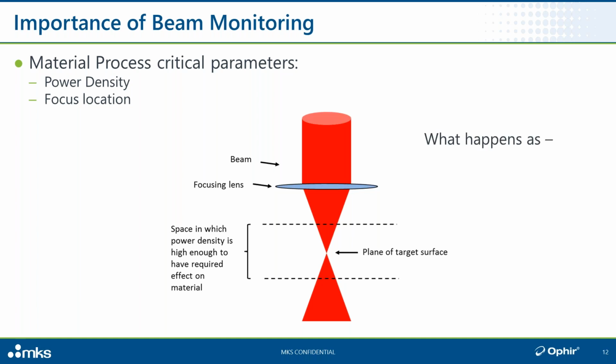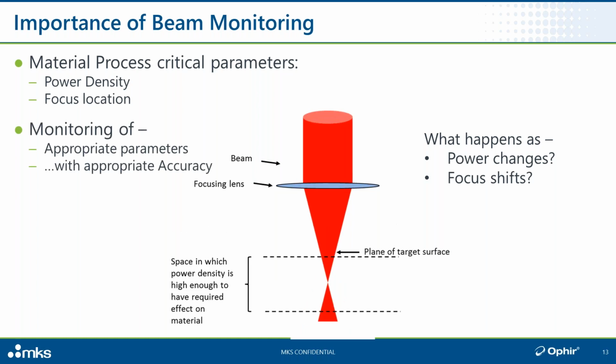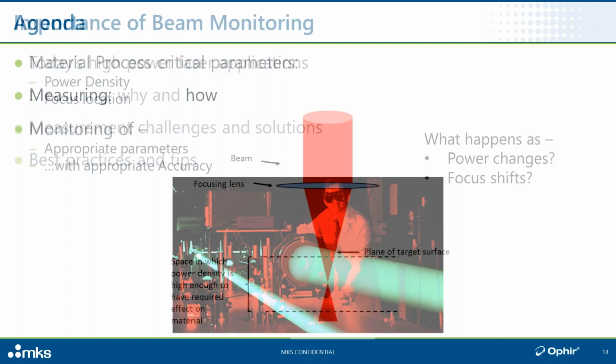But what happens when, let's say, the power drifts, maybe due to aging of components, or heating effects change the optical characteristics of the focal lens and the focus shifts? We can suddenly find ourselves with the target surface, the workpiece, outside the space within which the power density is high enough to do the work, or still within that space, but the shape of the drilled hole might be different because we're not in the location of the waist that we thought we were in.